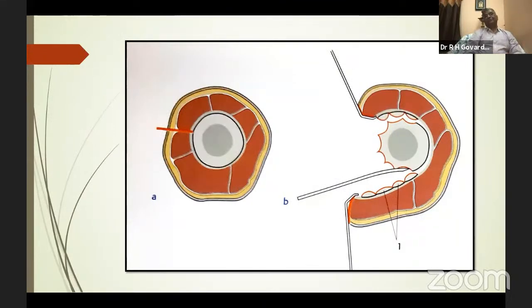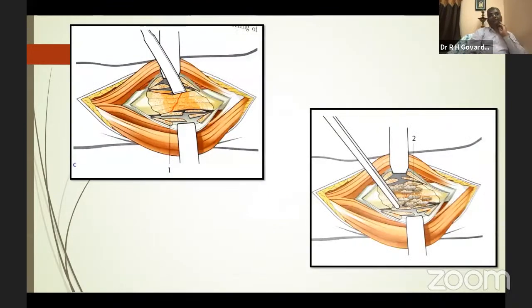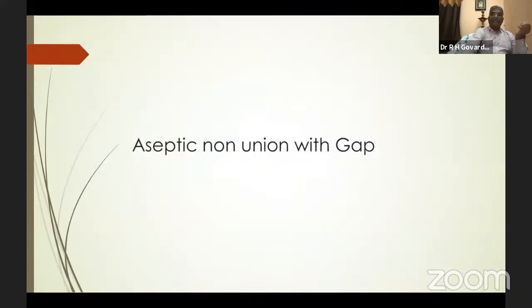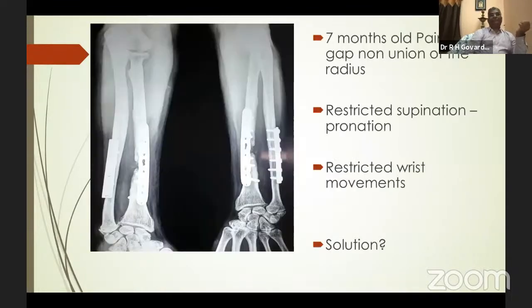This is an example which I took from the manual, where the periosteum along with the bone is chiseled off so that you get an osteoperiosteal slip. Now, this is an example where they have taken off the osteoperiosteal slip on both sides, which makes the ends raw, and then you add onto that the bone graft so that you will get a union. Now we'll go to the example where there is an aseptic non-union with a gap.